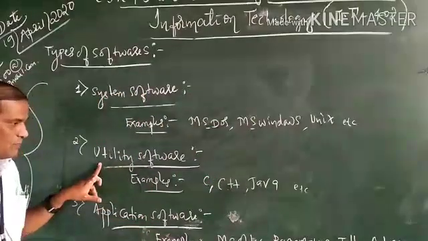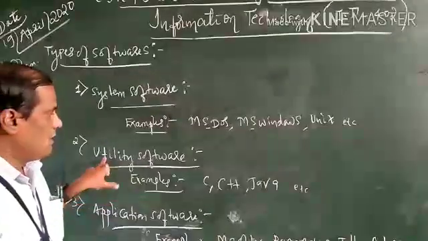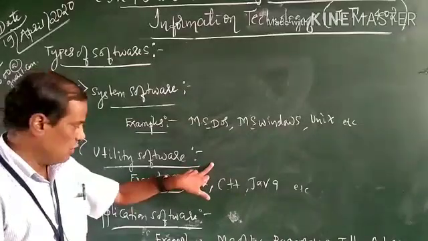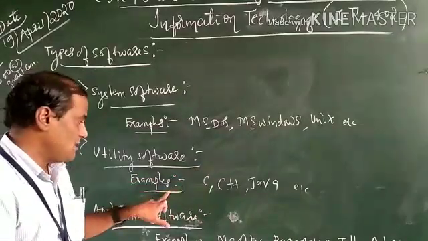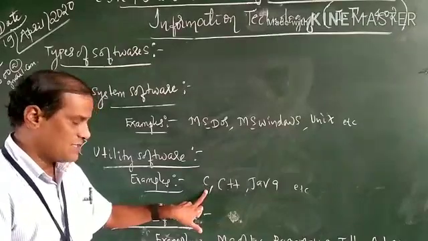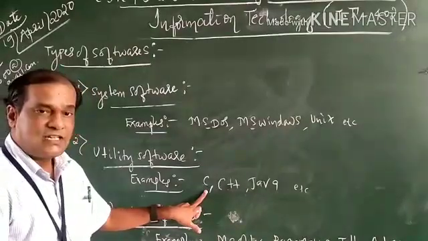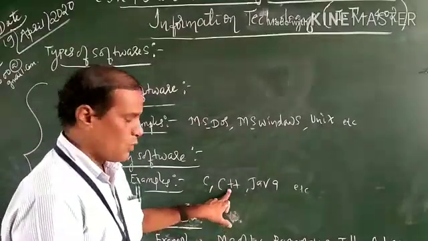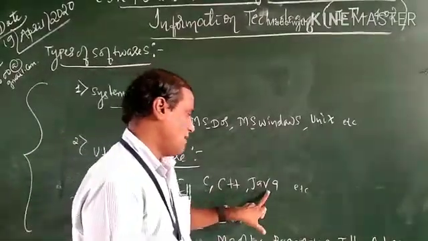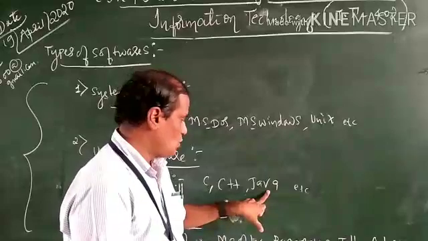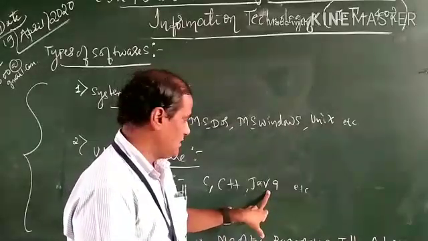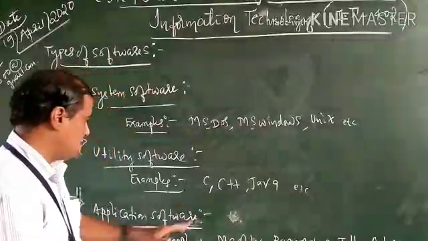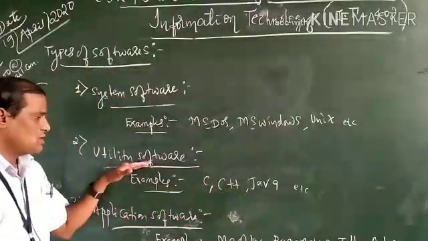Then utility software. It is the second type of software, mainly used to write and execute our own programs, projects or modules. Examples: C, ANSI C, that is American National Standards Institute C, C++, the extended version of C, and Java. In Java it may be core Java, advanced Java, and so on. Many are there, and we can see those in detail later on. These are the examples of utility software.